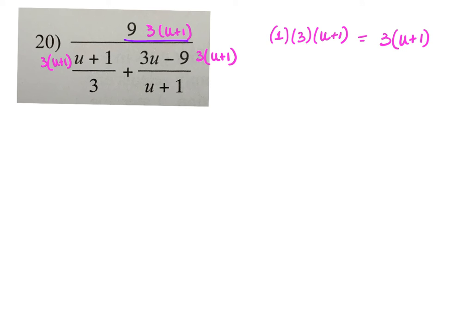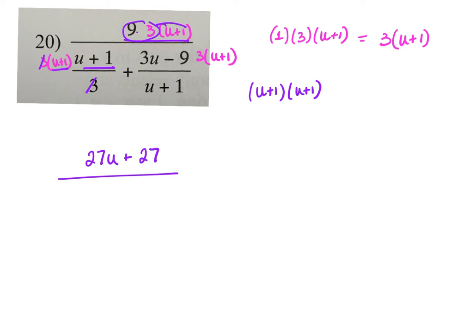Cancel what you can. On the top, you can't cancel anything, so you can just take this 9 times 3 and distribute it. So you have 27 times u plus 27 times 1. And then on the bottom here, the 3's will cancel, and you have u plus 1 times u plus 1. You'll need to FOIL that out. So you'll end up with u squared plus 2u plus 1. On the right-hand side, the u plus 1 cancels, so you can just distribute the 3. So you end up with 9u minus 27.